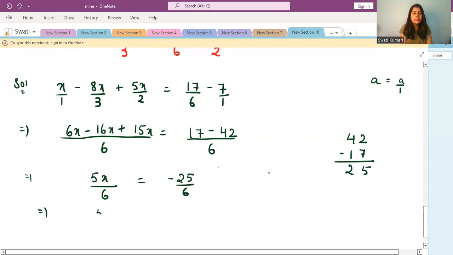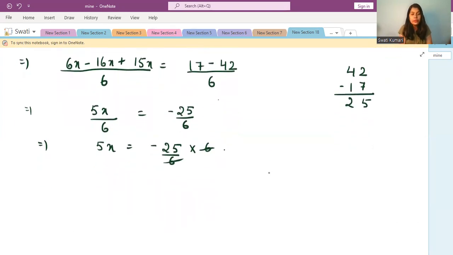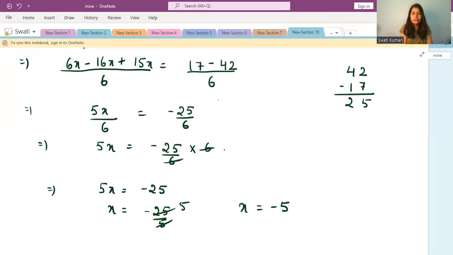Now we will shift this 6 to the other side. So this 6 will get multiplied here. So minus 25 upon 6, and this 6 will get multiplied into 6. This 6 and 6 will get cancelled. So now in the next step, we are getting 5x equals minus 25. Okay, and now we want to find the value of x. So 5 will get divided on the other side. So minus 25 upon 5, which is 5. The value of x is negative 5, and that is our final answer.